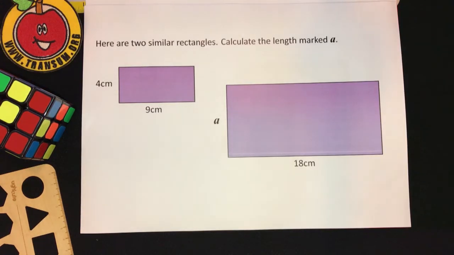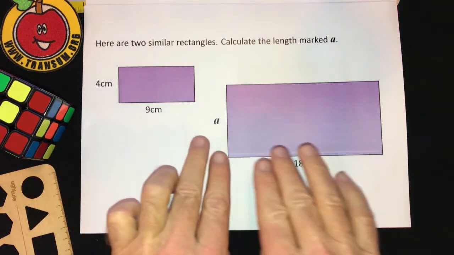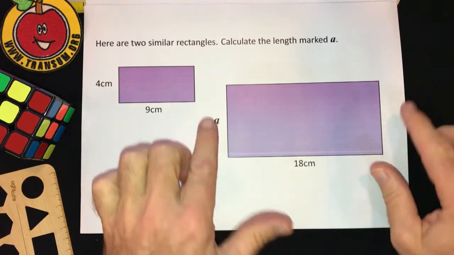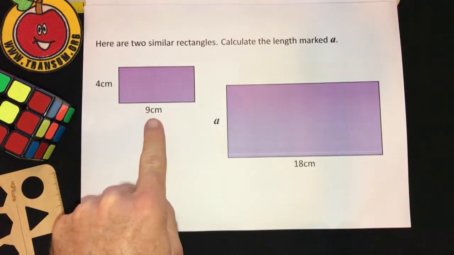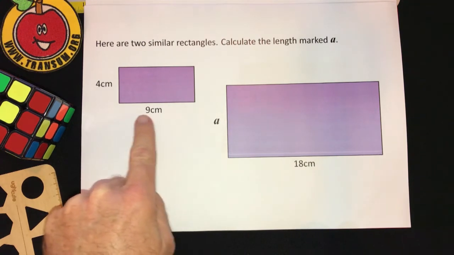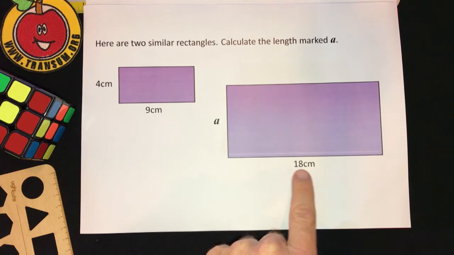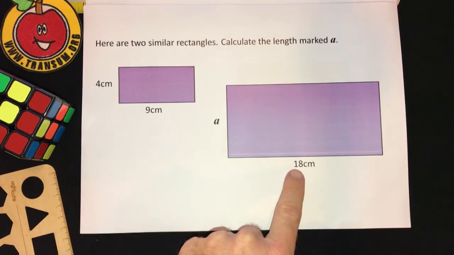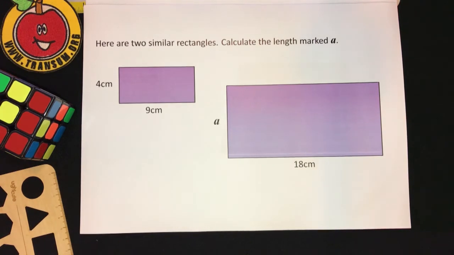So here are two similar rectangles and we're asked to calculate the length marked A. If they are similar, it means this one has been enlarged with everything in the same proportions as the original shape. So if this base of the smaller rectangle is 9 and this one is 18, you can see that that is exactly twice that. So the scale factor is 2.